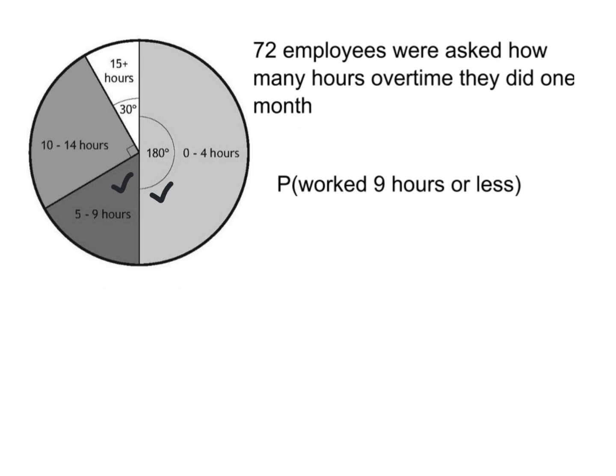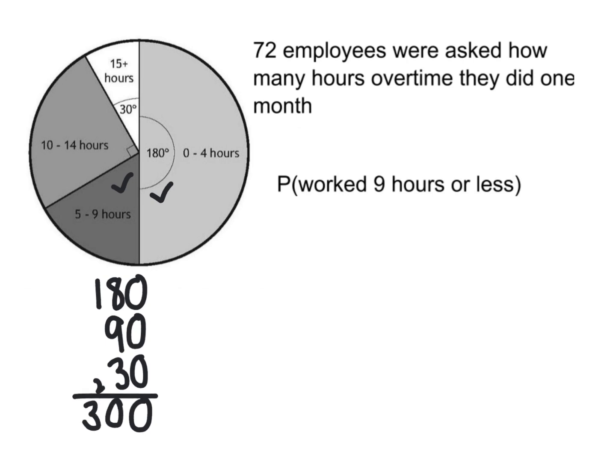So you need to know about angles in a pie chart here. At the moment, I know I've got 180. I've got that right angle for 10 to 14, which is 90, and then I've got that other 30 degrees. If I add all these up, I have 9 add 3 is 12, add 8 is 20, and then 2 add 1 is 3. So the pie chart accounts for 300 degrees. So this little missing bit in here is 60 degrees. So the angle that represents the people who worked 9 hours or less is 240 degrees.